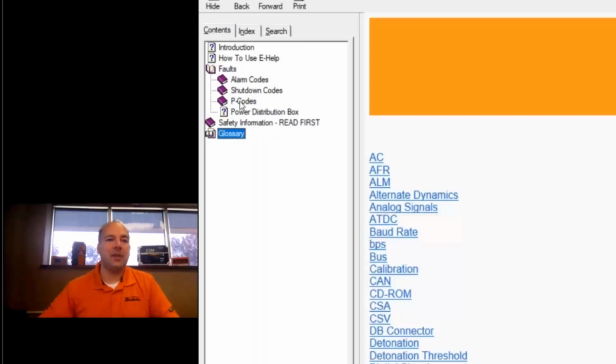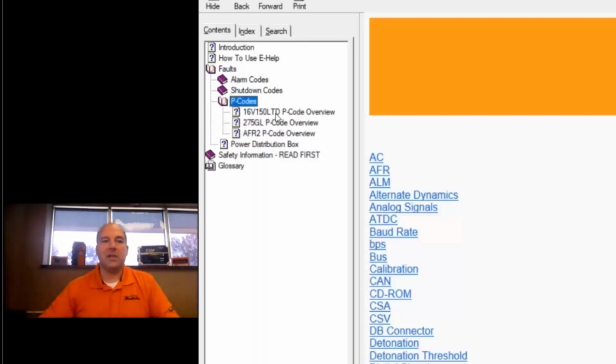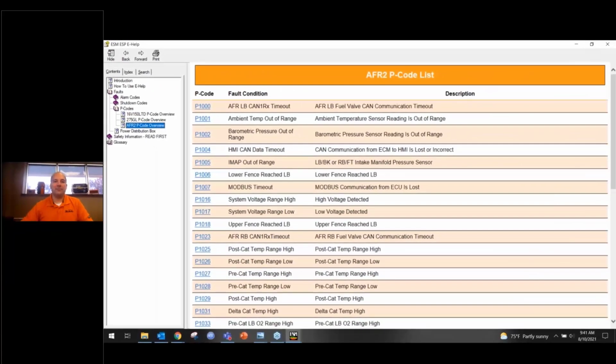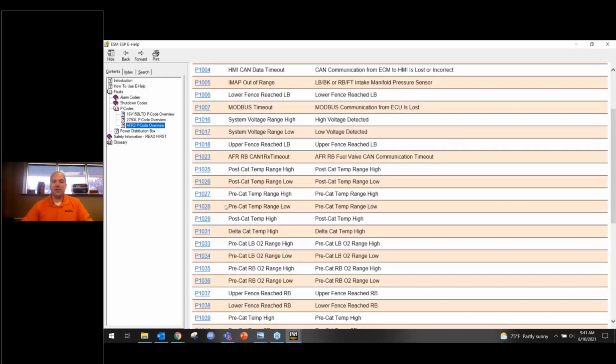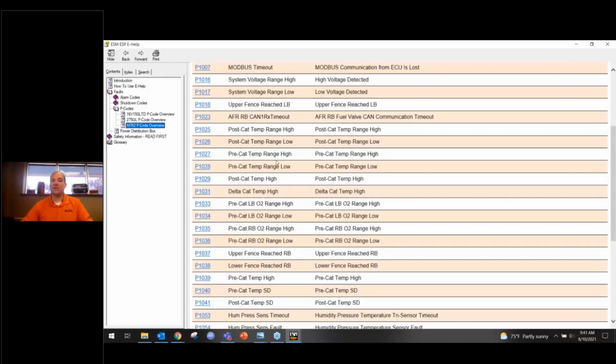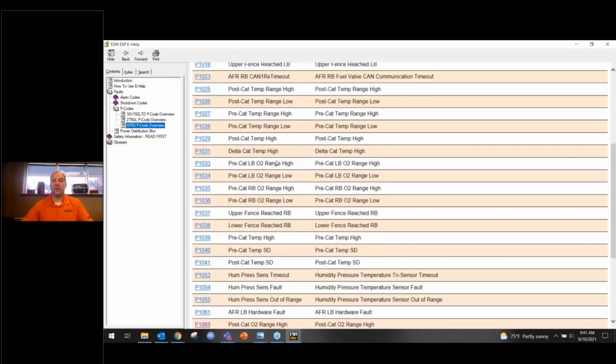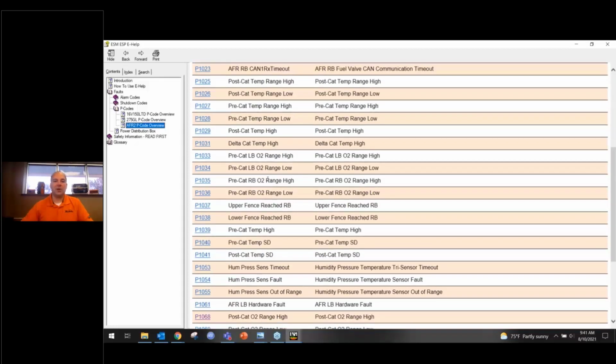As I open this up, it gives me the 3 engines that you would choose from: our AFR2 engines, our 275 GL Plus engines, or those APG 1000. The engine or driver was known as the 16V 150 LTD. I'm going to open this one up here. They're called P codes because every one of them starts with a P. As I scroll through here, you can see there are pieces related to catalysts and pieces related to the fuel system. Within AFR2, that's really what the ECM was used for.